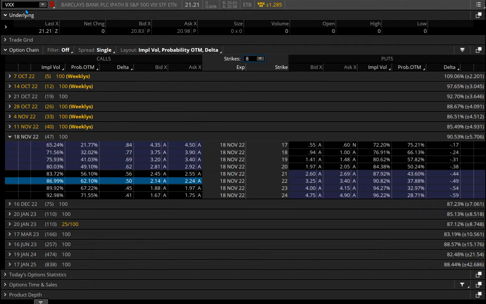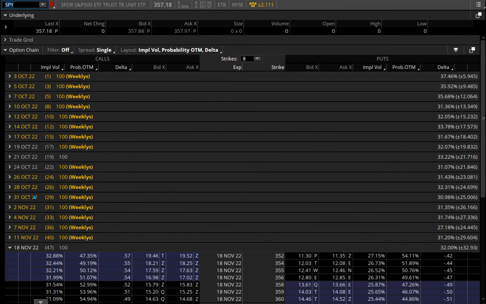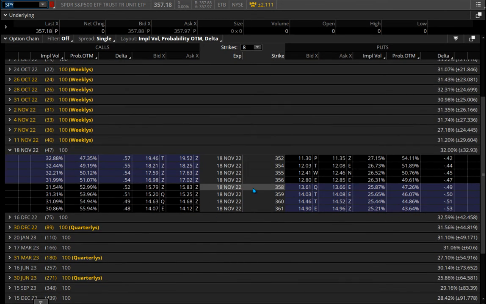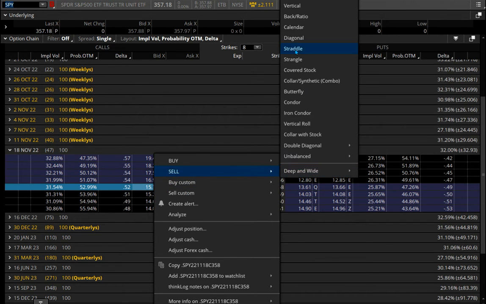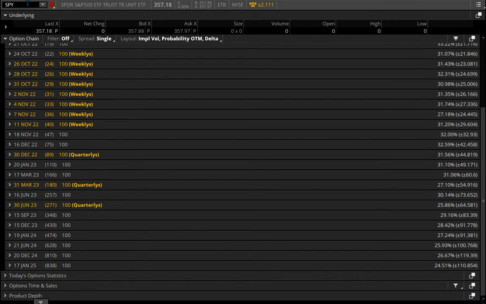So let me show you real quick what I mean. If I go to the SPY and do the exact same thing, we'll go to this 47-day window. It's at 357, so I'm going to go to 358 and sell a call spread. And you can see, if I do that, I'm going to collect 58 cents for $1 wide. But now, let's go over to volatility, and you'll see the huge difference.